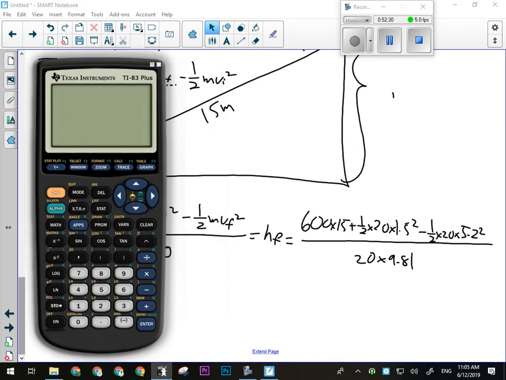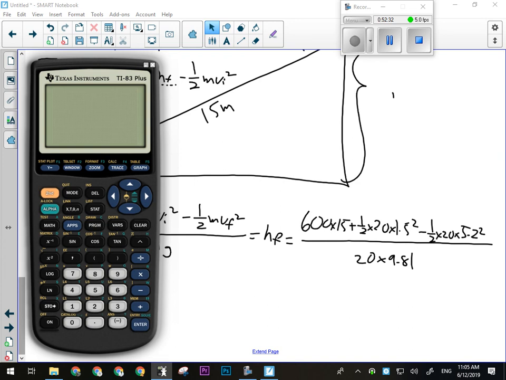Okay, so now that I've got my numbers plugged in and my manipulation done, I can just do 600 times 15, all right? So I get 9,000 joules. I'm adding 9,000 joules worth of mechanical energy to this system in pushing the block up the ramp. I'm going to add to that the initial energy of the box, which was 0.5 times 20 times 1.5 squared. So there's the energy it will have at the top of the ramp. Everyone with me on that?